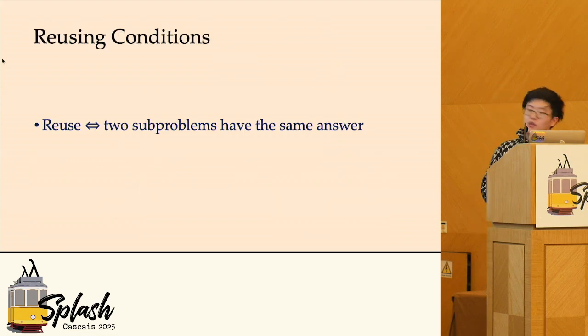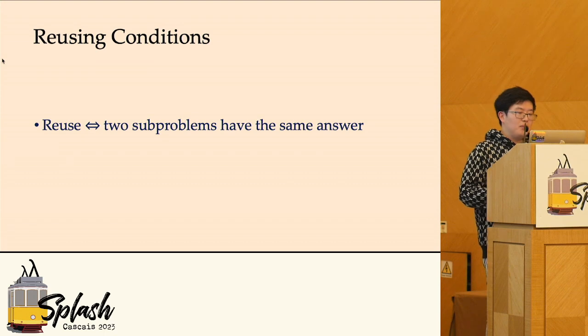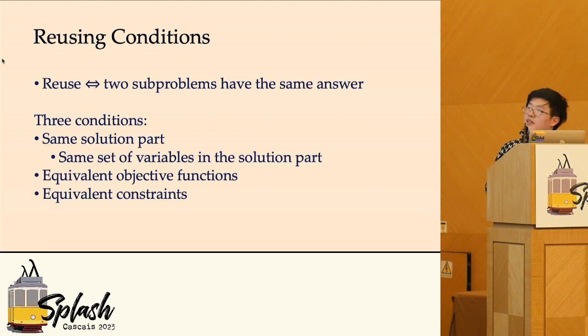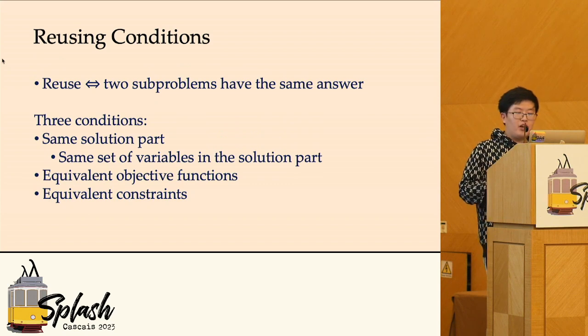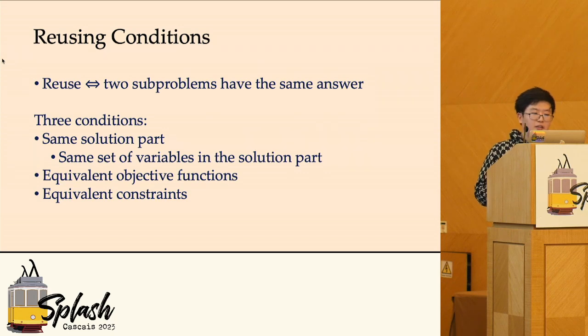To reuse between two subproblems, in principle, we need to make sure that these subproblems will produce the same answer. In this work, we consider three natural conditions of the equivalence of subproblems that can guarantee the same answer. In detail, two subproblems are identified to be equivalent if they share the same solution part, that is, the same set of variables in the solution part, and they have equivalent objective functions and they have equivalent constraints.